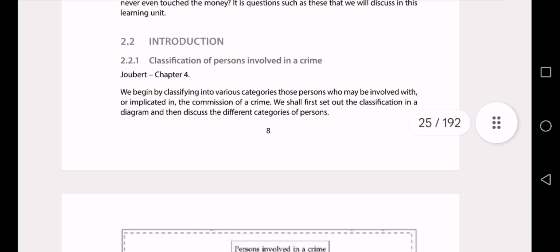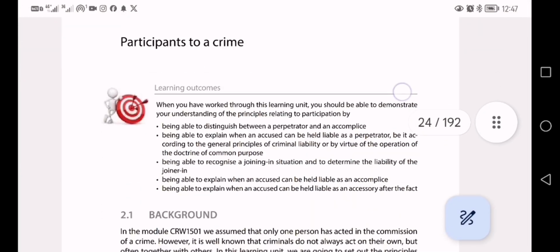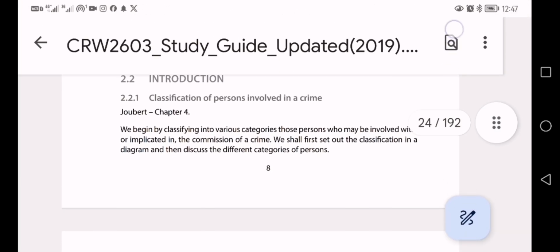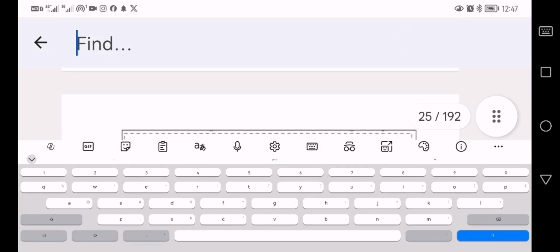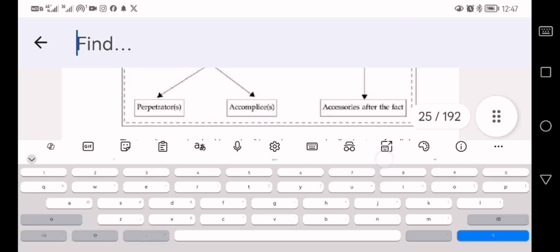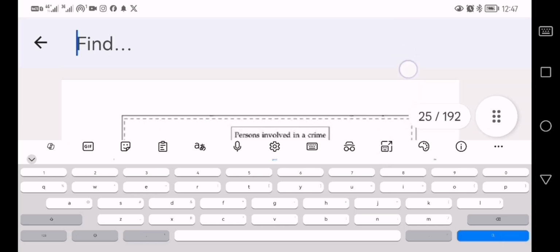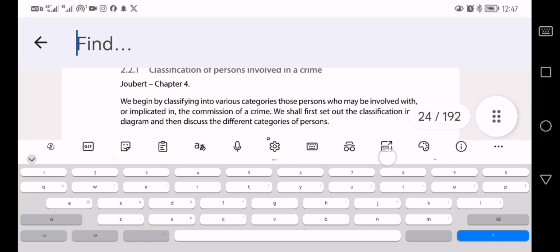Introduction. Oh, there's a mishap here. Where is the introduction now?